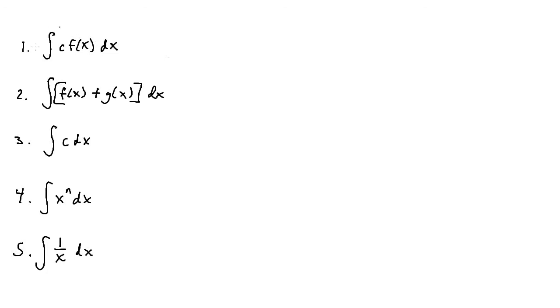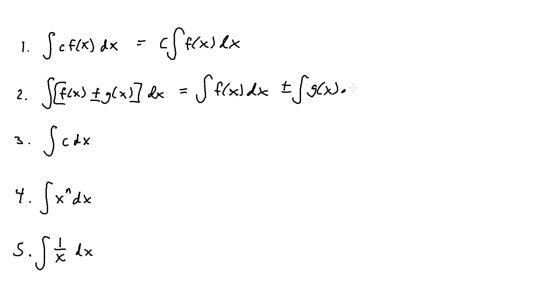So the first one, the integral of a constant times a function f of x. Remember, the constant we can take outside of the integral, so we can rewrite it as a constant times the integral of f of x dx. Now for the second one, number 2, the integral of one function f of x plus, or I should also include a minus, plus or minus another function g of x dx. We can separate it into 2 different integrals and say the integral of f of x dx plus or minus the integral of the other function g of x dx.